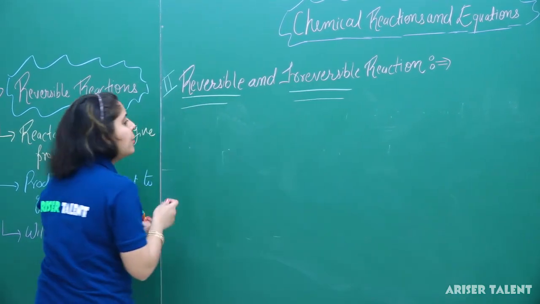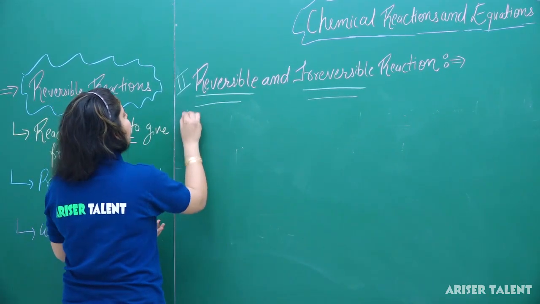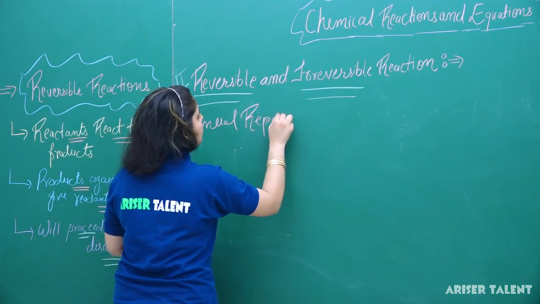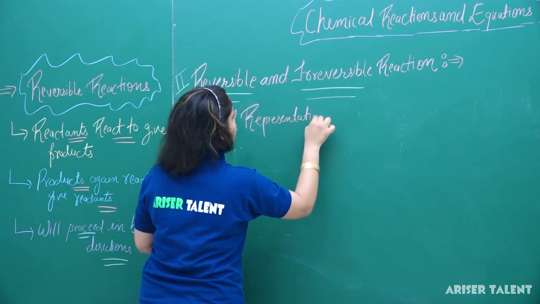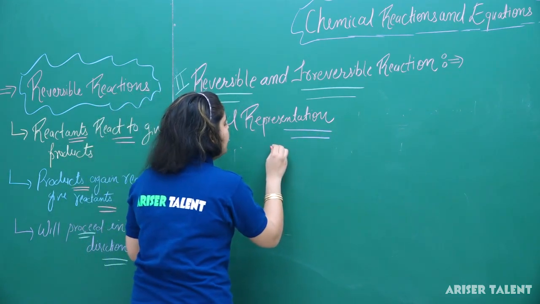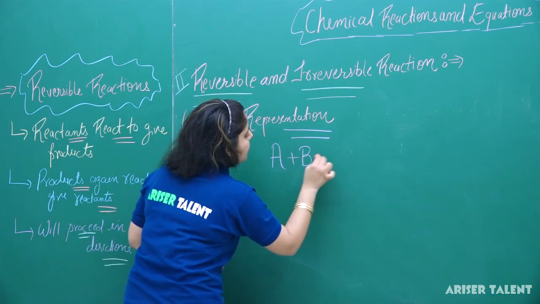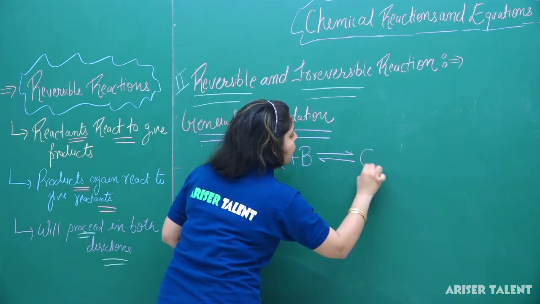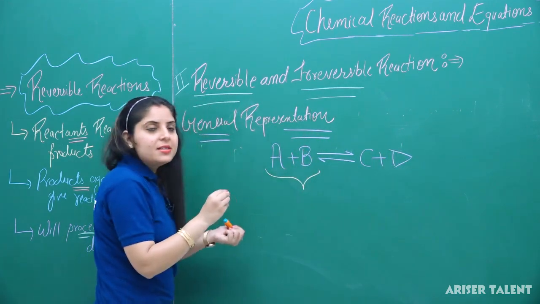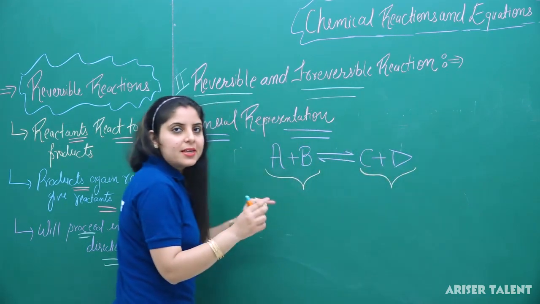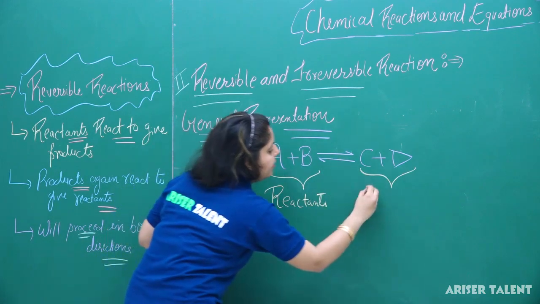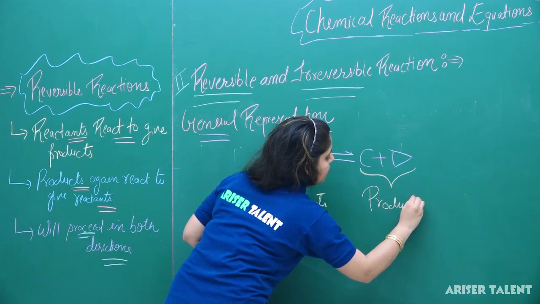So what will be the general representation for reversible reactions? I am writing here about the general representation. The general representation for a reversible reaction will be A plus B, and we will indicate two half arrows, that is C plus D. Again, this side will be our reactant side and this side will be our product side. So these are the reactants and these are basically the products.